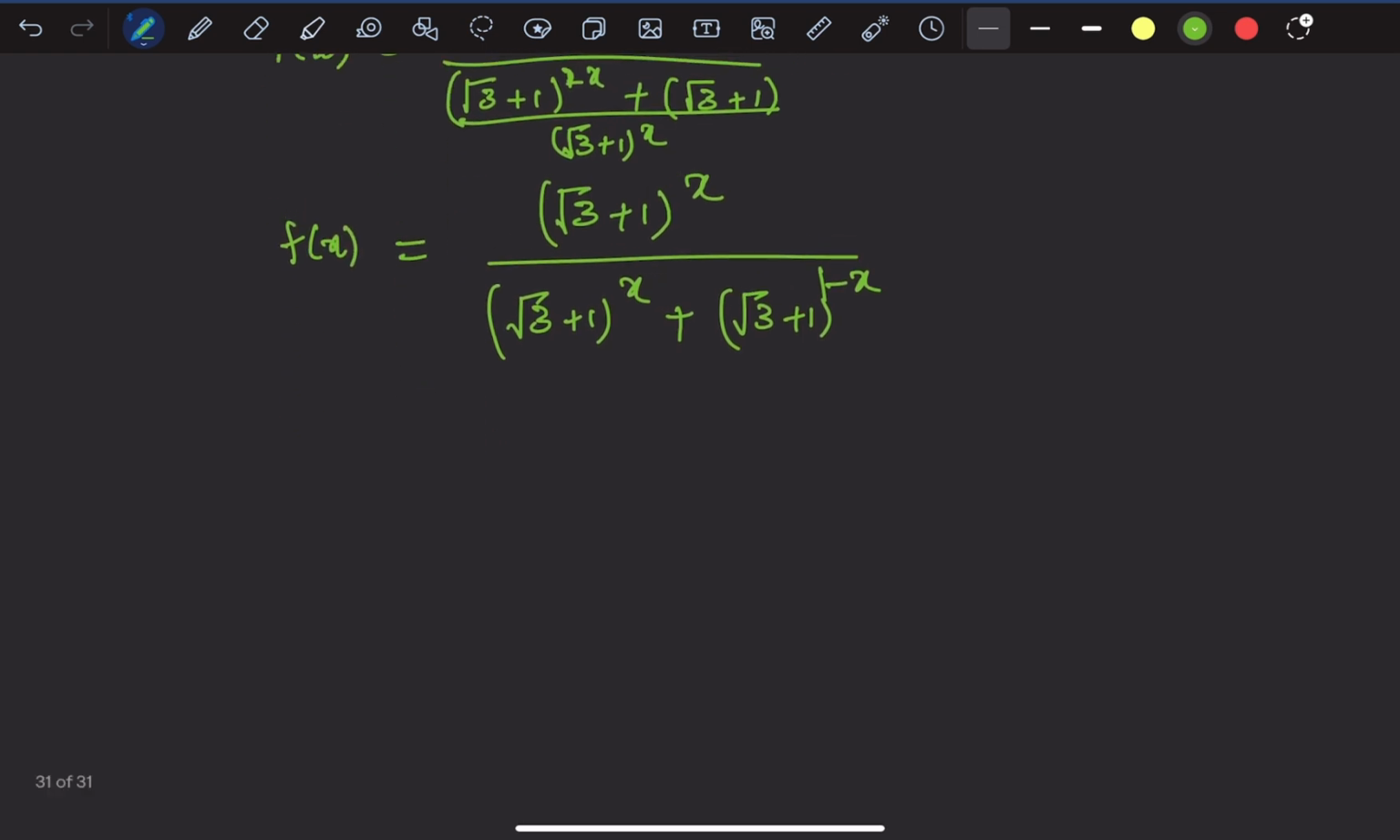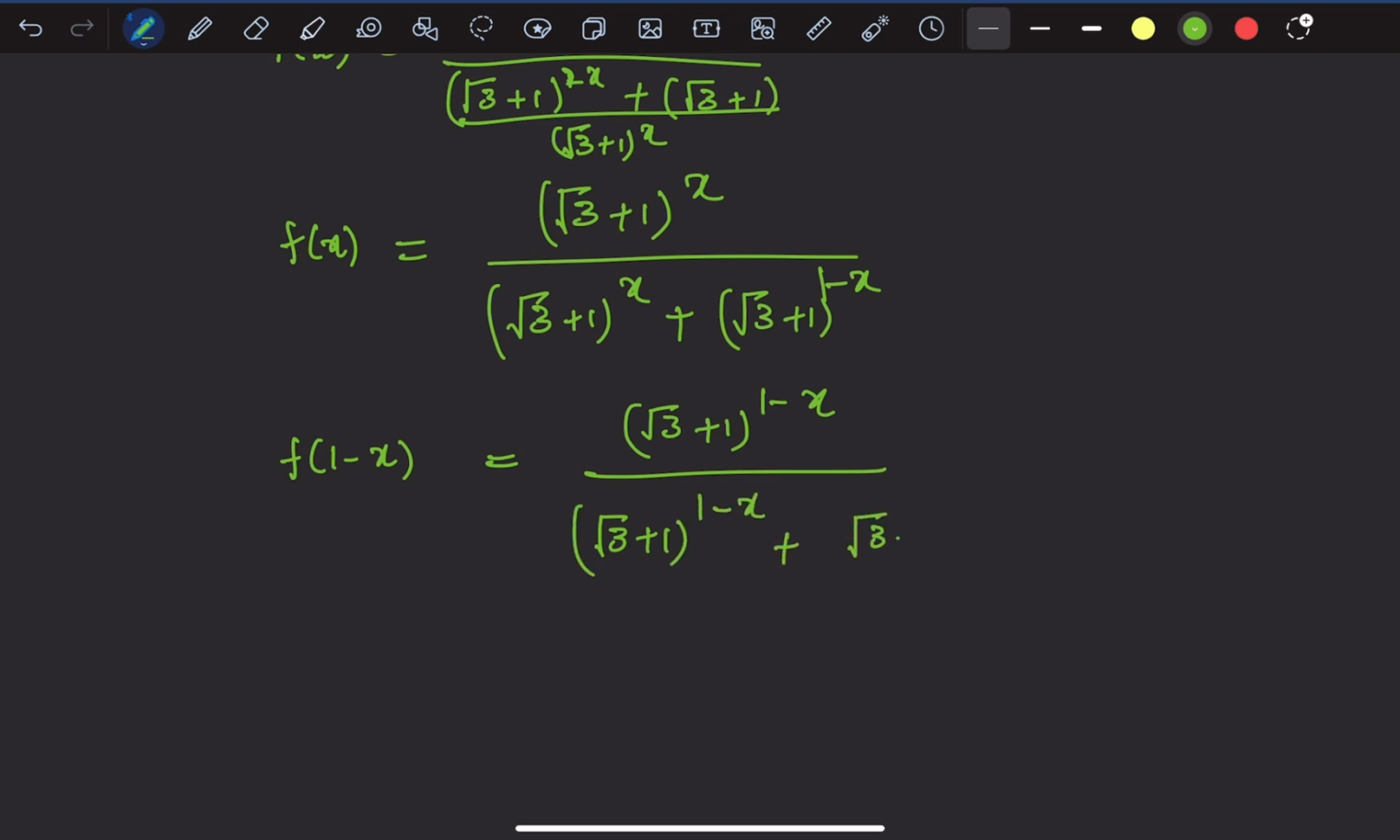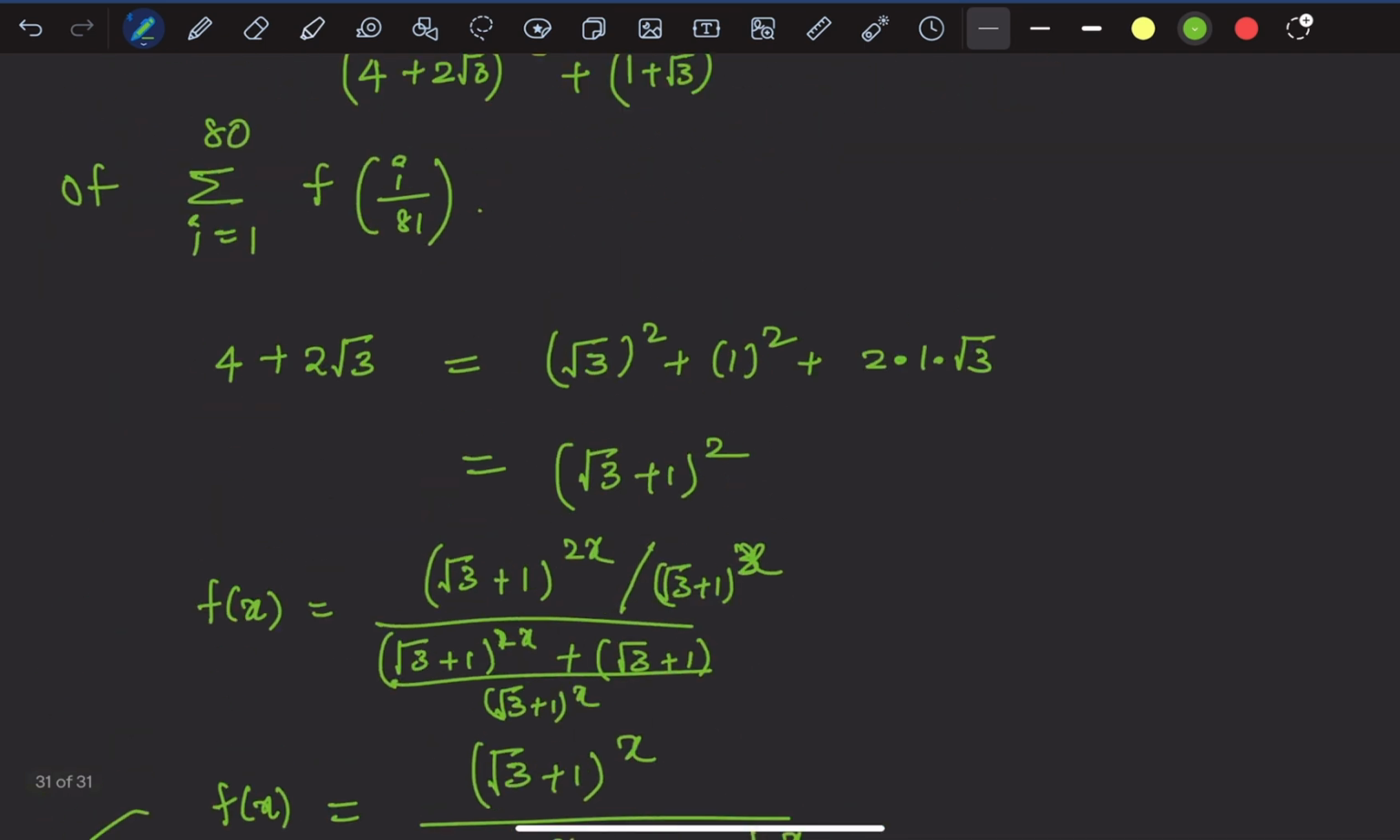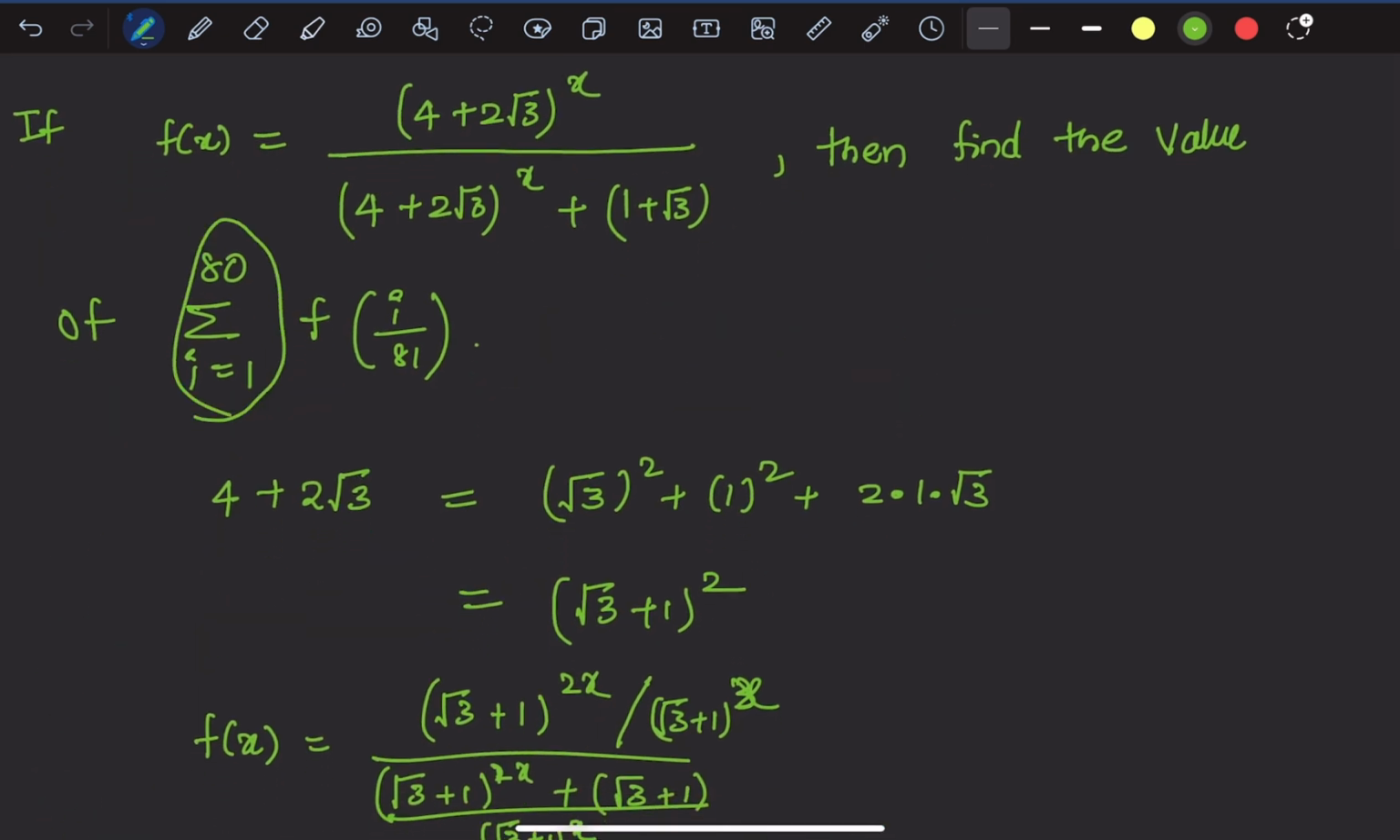So now let us find out f of 1 minus x. F of 1 minus x is root 3 plus 1 whole power 1 minus x by root 3 plus 1 whole power, in the place of x we have to substitute 1 minus x, plus root 3 plus 1 whole power 1 minus x. So this is simply x. Alright. So now if you add these two equations, you get f of x plus f of 1 minus x is simply 1.